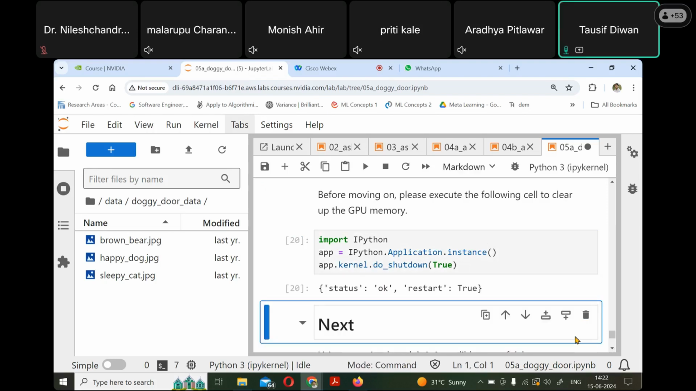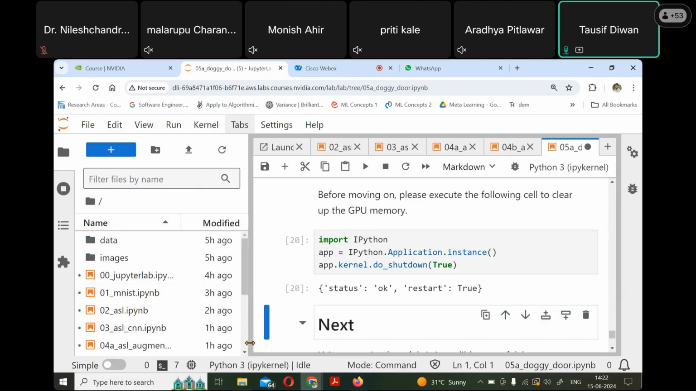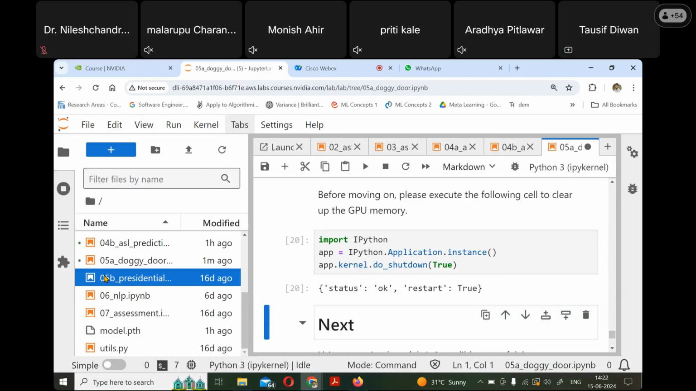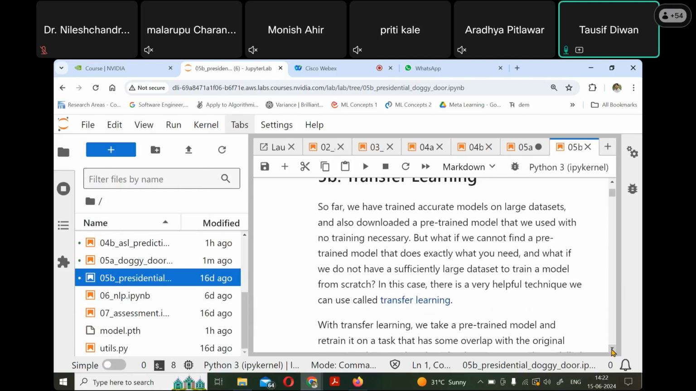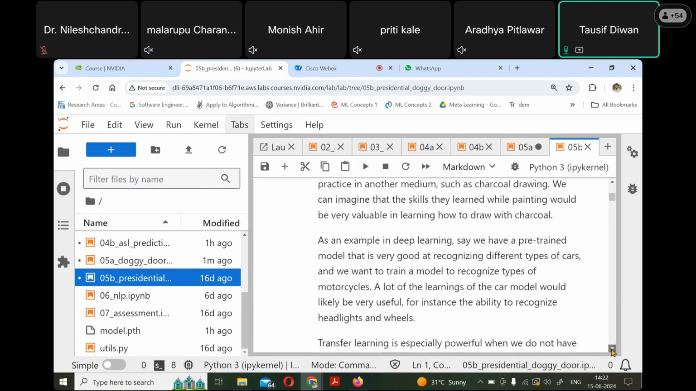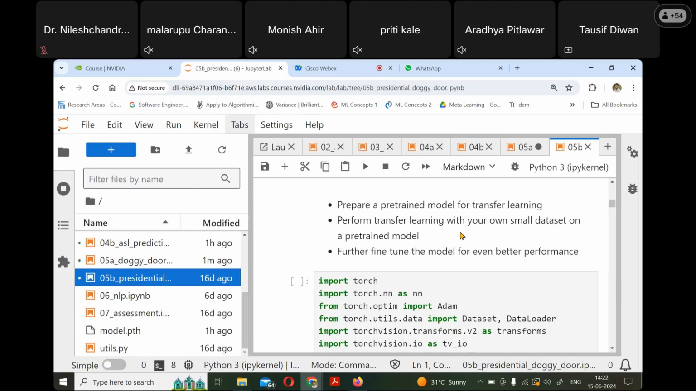Now we will see how transfer learning is implemented in the next notebook. Now see the transfer learning concept. First of all, we will prepare a pre-trained model for transfer learning. We will do the transfer learning with our own small data set. Then we will fine tune the model. So these are the three things that we will do. First we will prepare a pre-trained model, then we will perform the transfer learning and we will fine tune it.